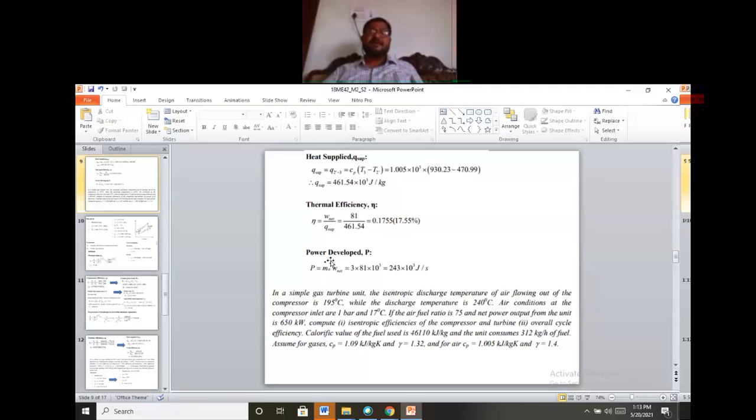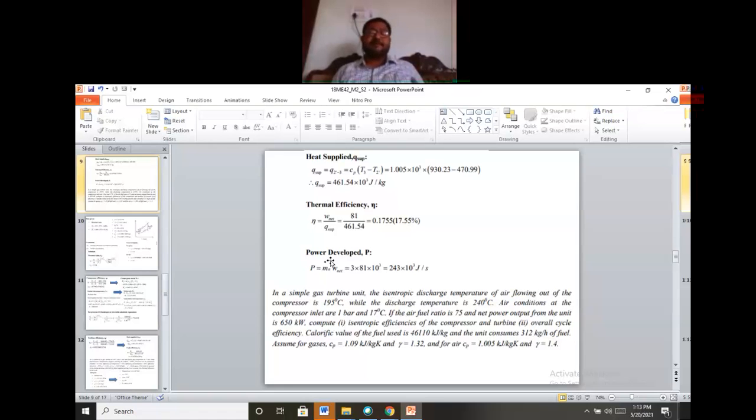Also find the overall efficiency of the cycle. The calorific value of the fuel is 46,101 kilojoules per kg, and the unit consumes 312 kg per hour of the fuel. Assume the gases' Cp value is 1.09.